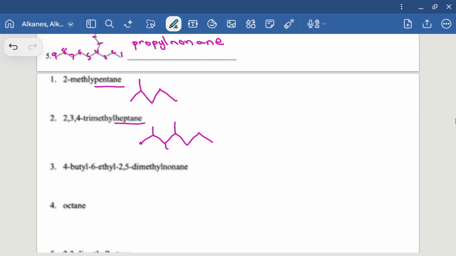And then I always say it doesn't matter if you go up or down, you just have to make sure it's on the right carbon, and that this has to be on carbon 2. If it went down, it would still be on carbon 2.